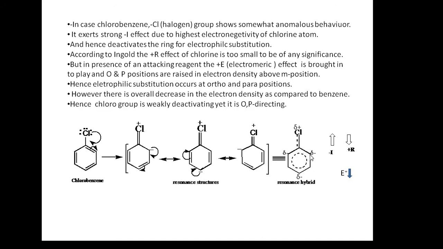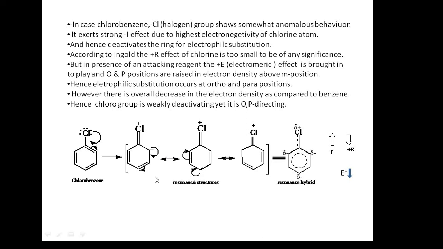But partial negative charges are present on the ortho and para positions. So if at all electrophilic substitution takes place, that happens at the ortho and para positions rather than the meta position, which is neutral. So you can say that the chloro group is weakly deactivating and it is ortho-para directing. So this is the anomalous behavior of chlorobenzene.